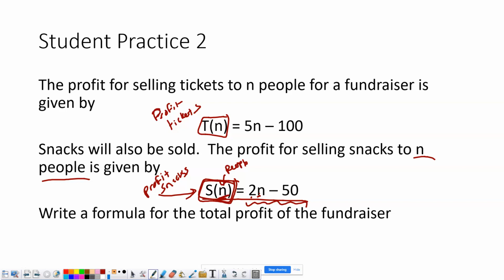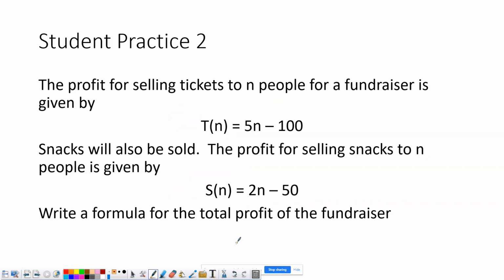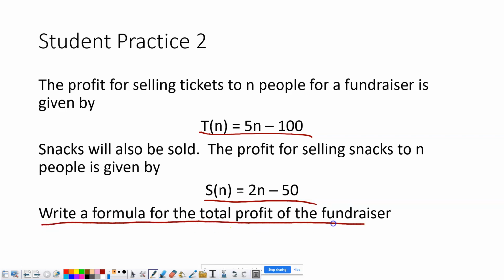Okay? Now, that aside, that's what the functions are. Those are the two functions I'm giving you. Now, you're going to be combining them. This says, write a formula for the total profit of the fundraiser. Now, I want you guys to understand, we're combining functions. There are four ways that I've told you we're going to combine functions today. Adding, subtracting, multiplying, and dividing.